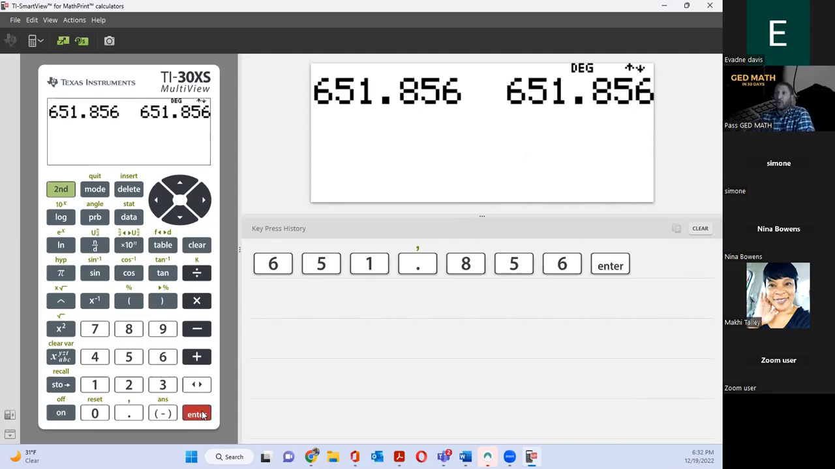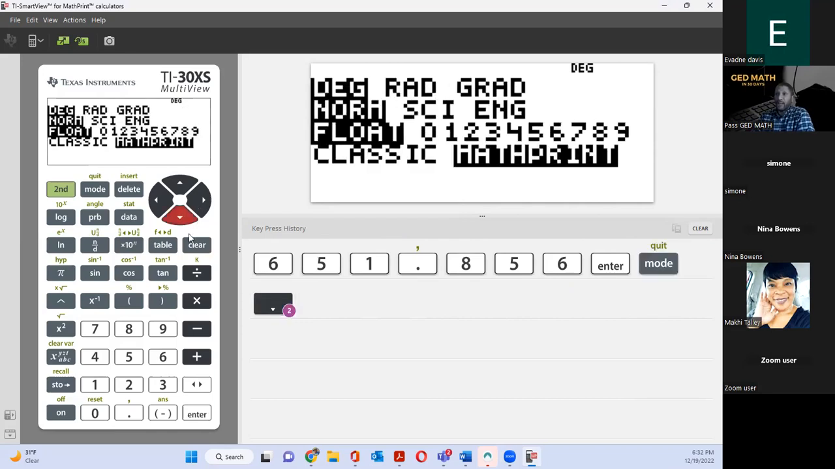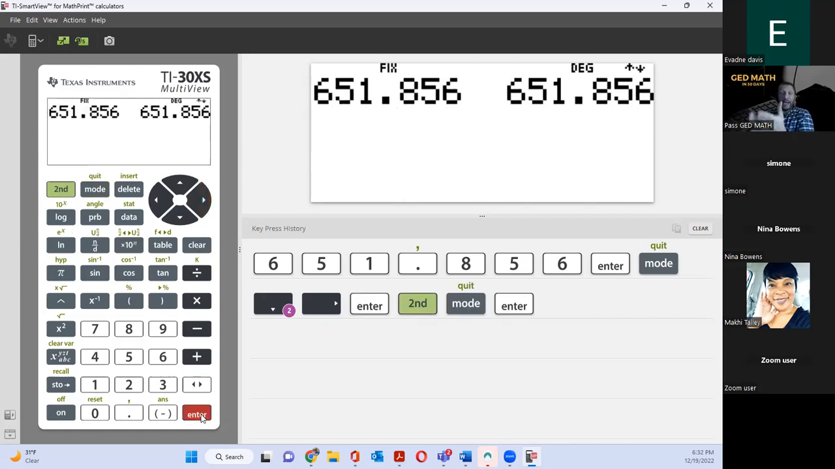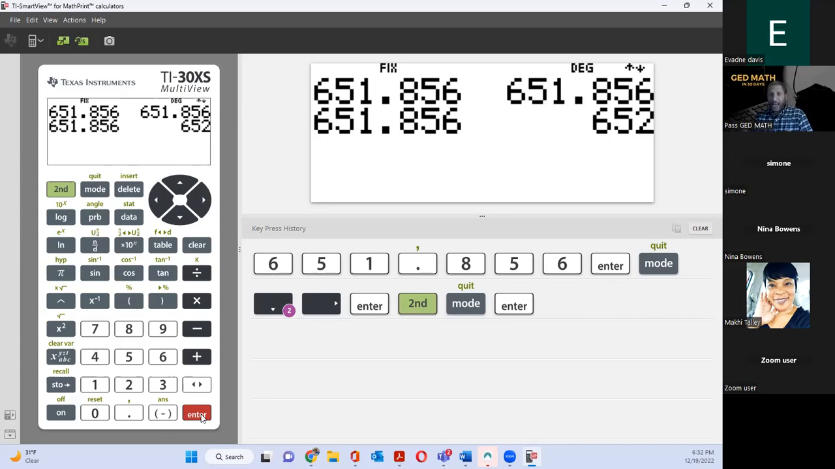To round to the nearest whole number, I go to mode, come down to float, and go over to my 0. The reason why I select 0 is because 0 indicates no decimal places. I hit enter, I hit second, mode, enter again. It rounded off for me: 652. Again, take the time to understand how to use this calculator. You will not fail this exam again.